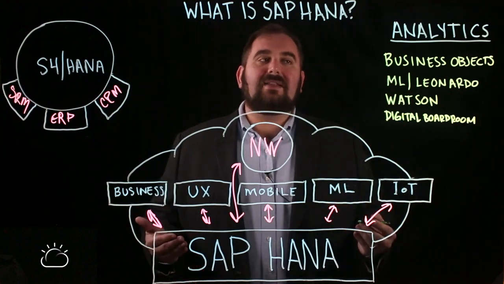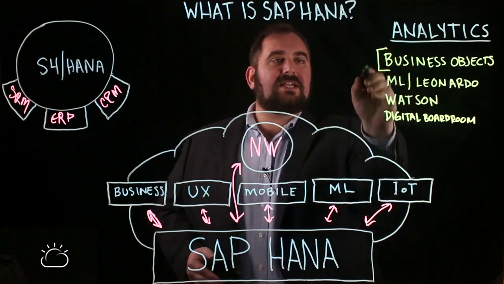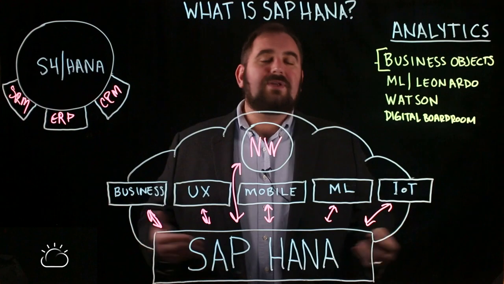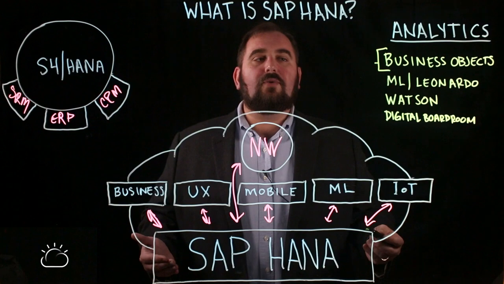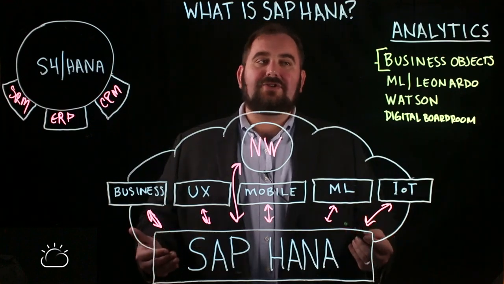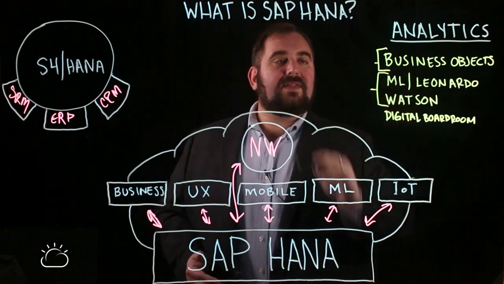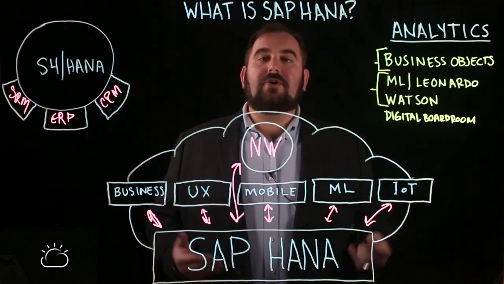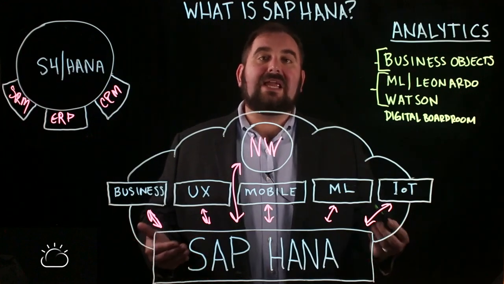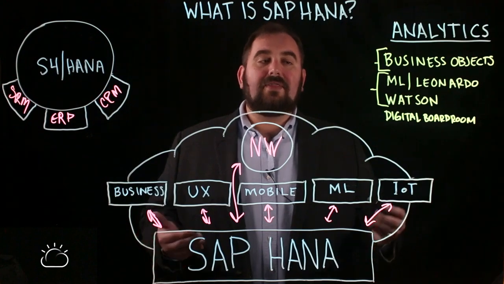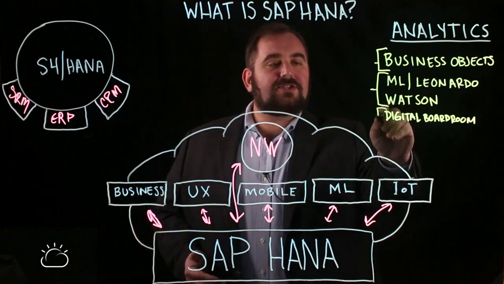I like to break the analytics piece up into three levels. Your first level is your tactical level. That's your business objects, a WYSIWYG editor where any employee who has access to the system can put together a query to get the data that they need to do their job. The second piece is what I consider the enterprise level. That's your machine learning, your Leonardo, your Watson. That's where you're using artificial intelligence to gain important insight into your data that otherwise you might never know about.